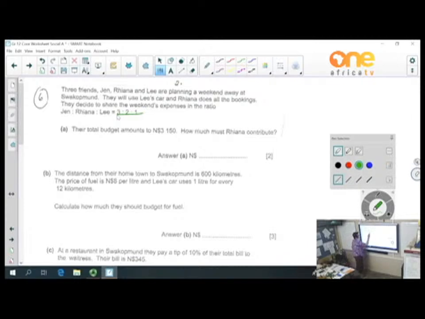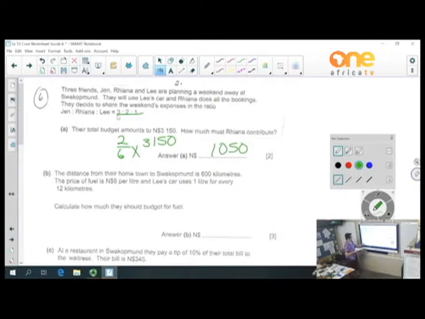So if we add here, it gives us 6, isn't it? You add the ratio. So what does Rihanna get? 2/6 of the 3,150, which is what? Yeah, 1050.